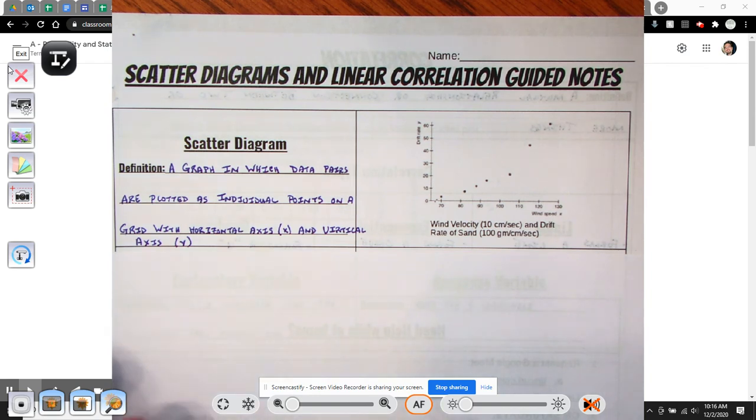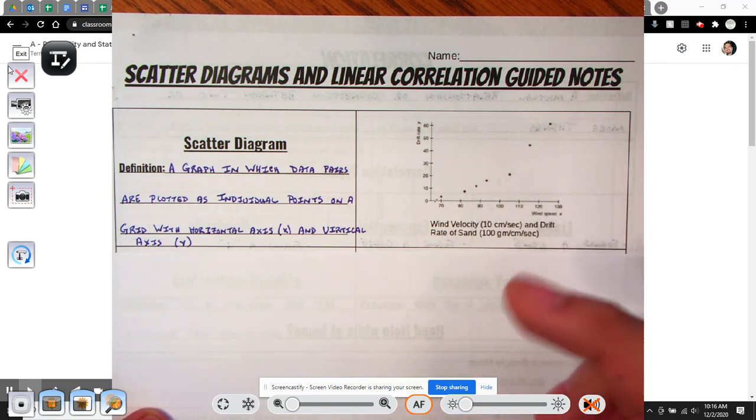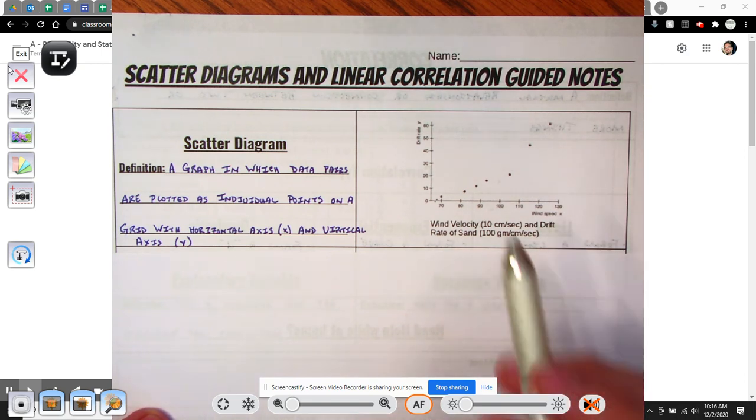A couple things I'm going to point out about the graph. First, notice how all of these points are just points. Remember, with a scatter plot or a scatter diagram, we just plot the points. We do not connect. Never connect.